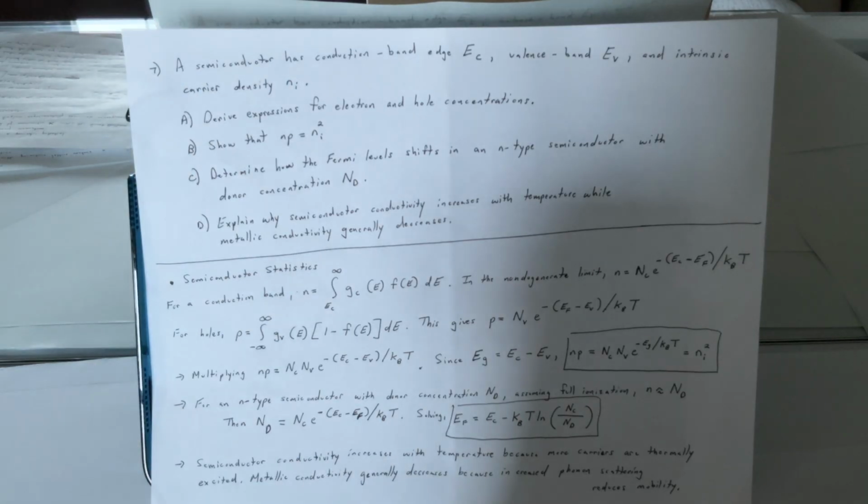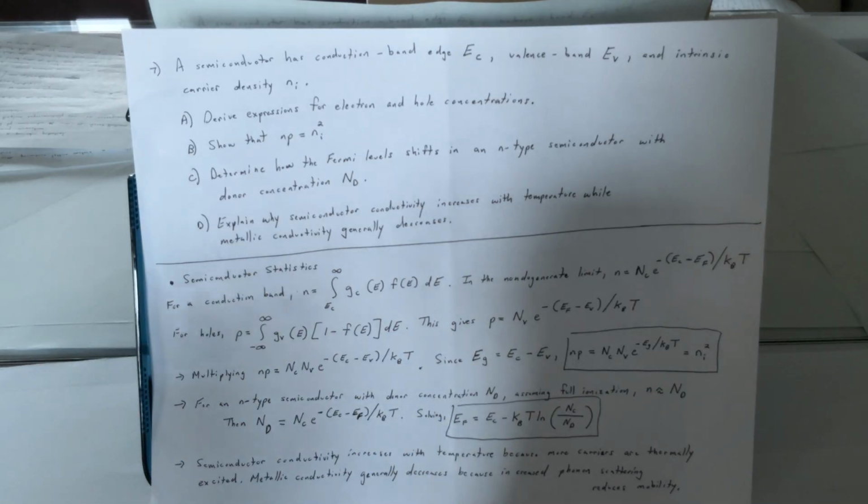Derive the expressions for the electron and hole concentrations. Show that np equals n_i squared. Determine how the Fermi level shifts in an n-type semiconductor with donor concentration N_D. Explain why semiconductor conductivity increases with temperature while metallic conductivity generally decreases.